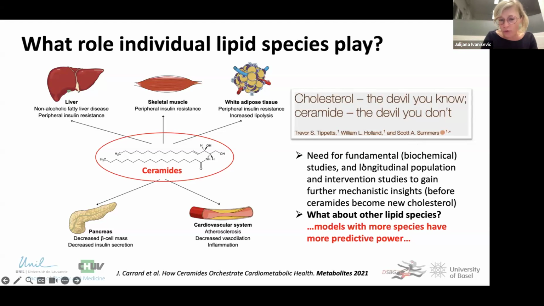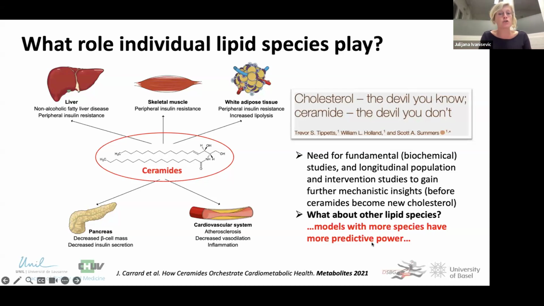And this is also true for many other lipid species, which have also been found to be tightly associated with cardiometabolic risk. So we need detailed lipid profiling across many different model systems to further understand the role that these individual lipid species play in disease onset, development, and progression.